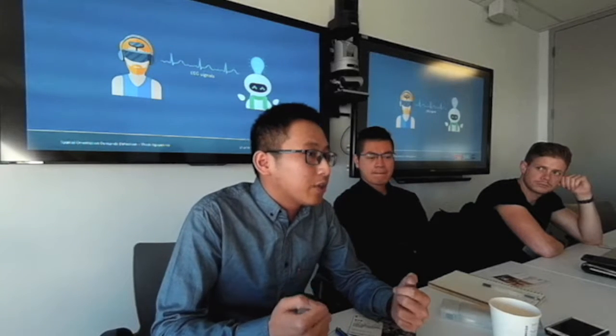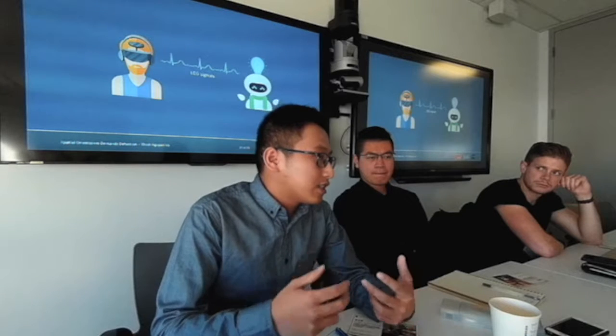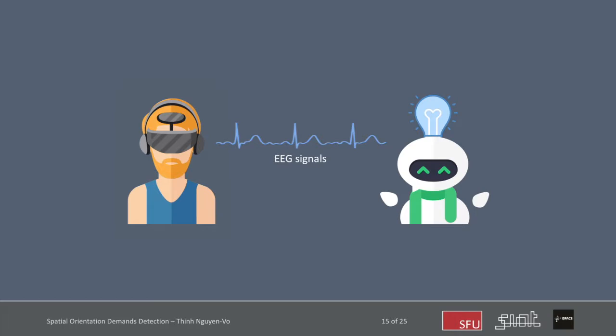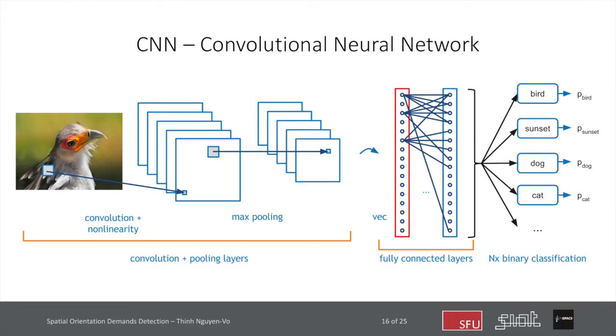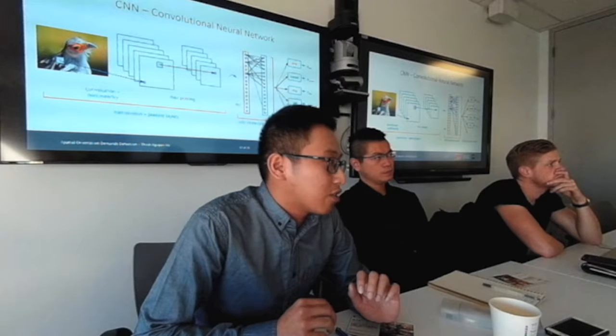Similarly, we want to build an anti-spatial disorientation tool that can notify users when it detects some potential threats to their spatial orientation. Technically, we use a machine learning technique called CNN, or convolutional neural network.